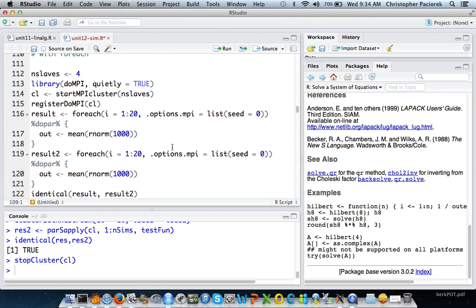Okay, so any questions before we jump ahead to methods for generating random numbers from particular distributions?